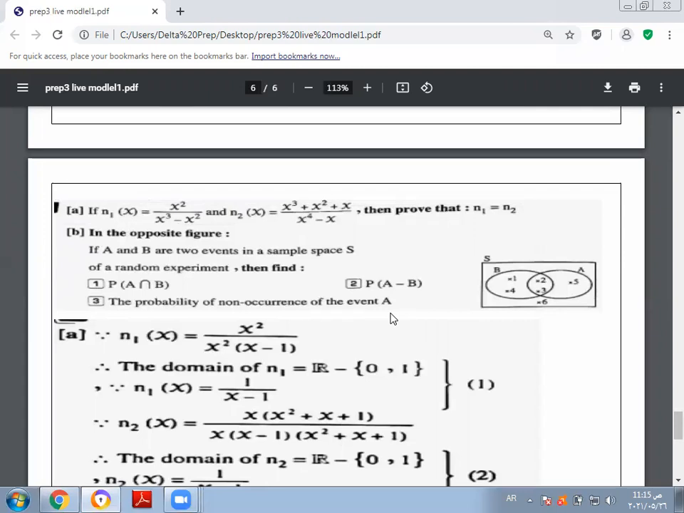The next question is about probability. In the opposite figure, if A and B are two events of a sample space from the experiment, find the probability of the intersection of A and B. Question number 2, find the probability of A difference B. Question number 3, find the probability of non-occurrence of the event A. How can we find the probability of A? The first question is the probability of A intersect B.